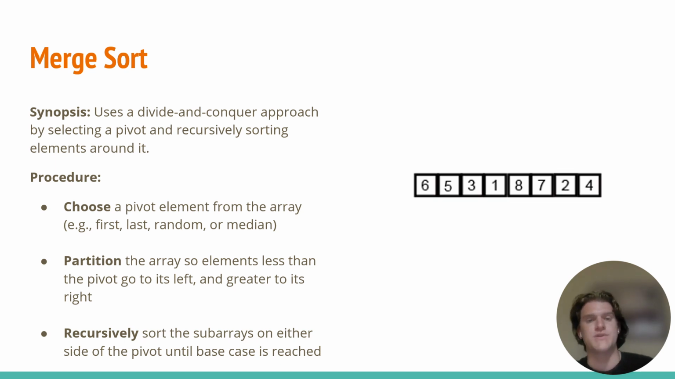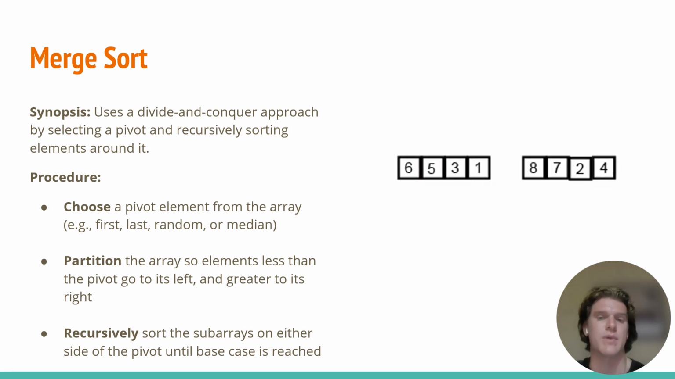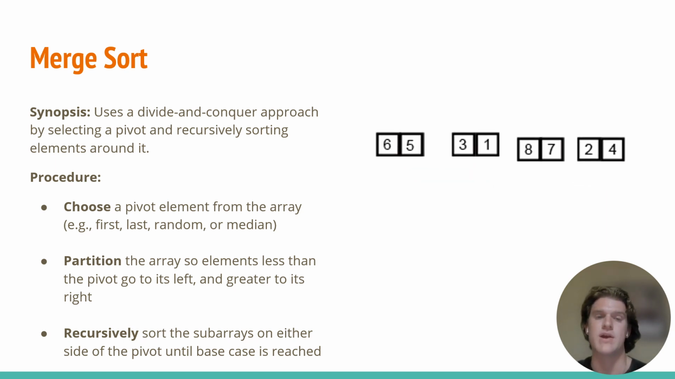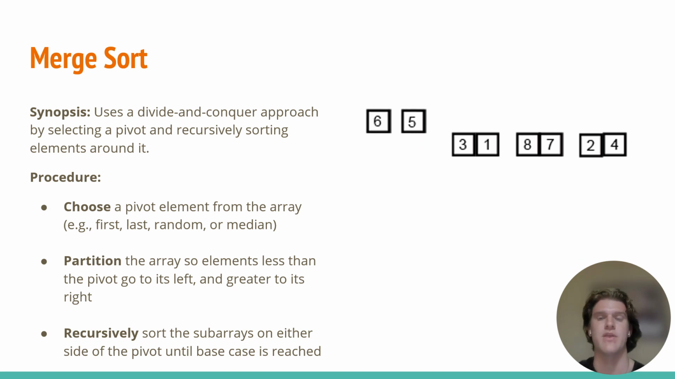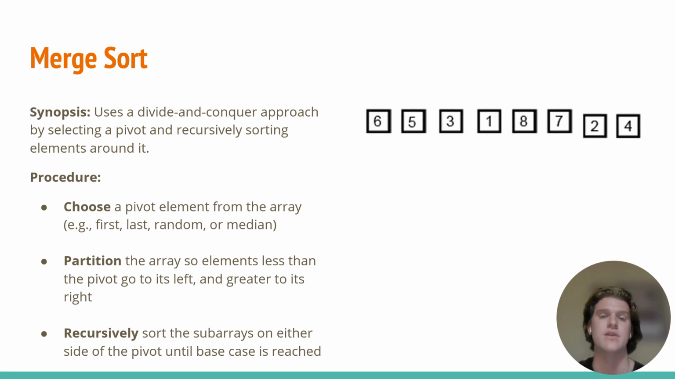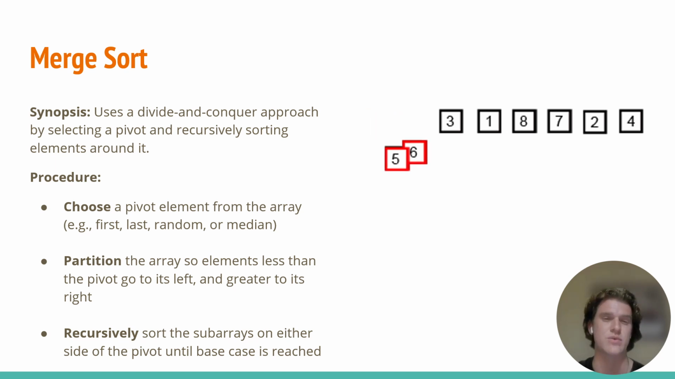Next, we have merge sort. It's also a divide and conquer algorithm, but it splits the array in half, sorts each half, and then merges it back together. It's stable and has consistent n log n performance, making it great for linked lists or stable sorting needs.